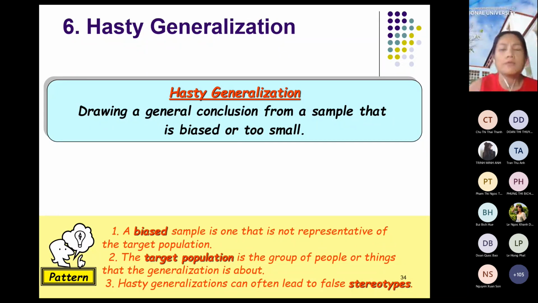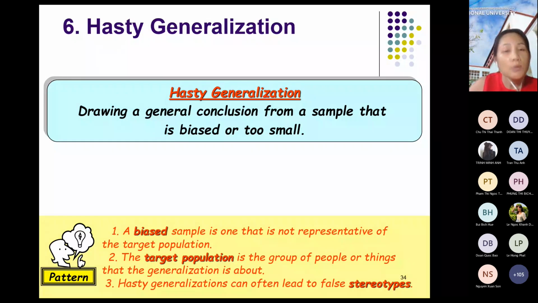then you need to check carefully on the sample. If the sample is too small compared to the population as a whole, or the sample is biased, then your argument will be hasty. Your generalization will be very hasty, and that is the mistake. So we need to avoid this kind of mistake by checking the sample. Make sure that the sample is not biased, or the size of the sample is appropriate to the size of the population as a whole. This is the mistake, so we are going to fix it later on.